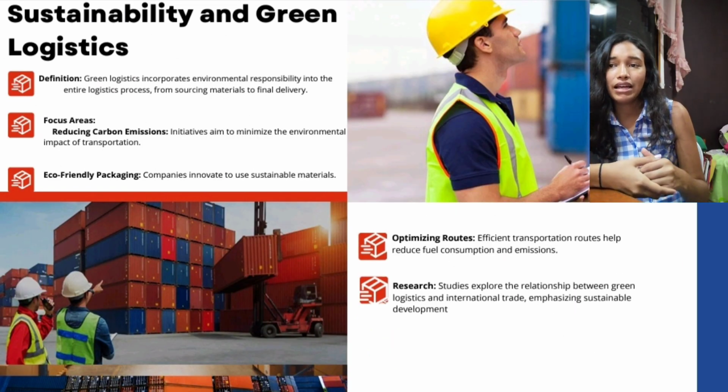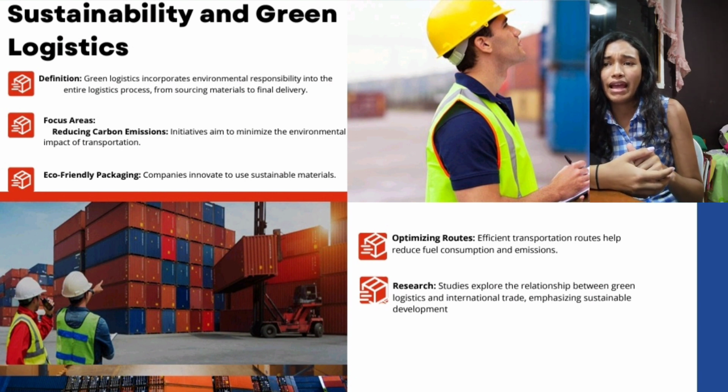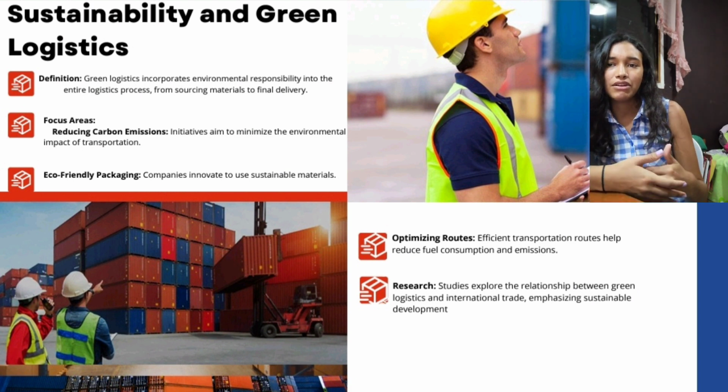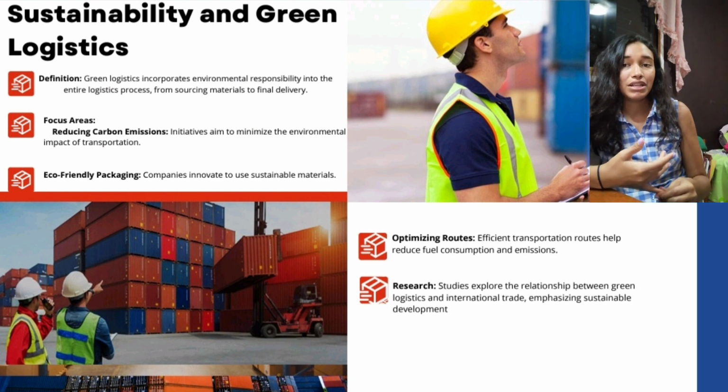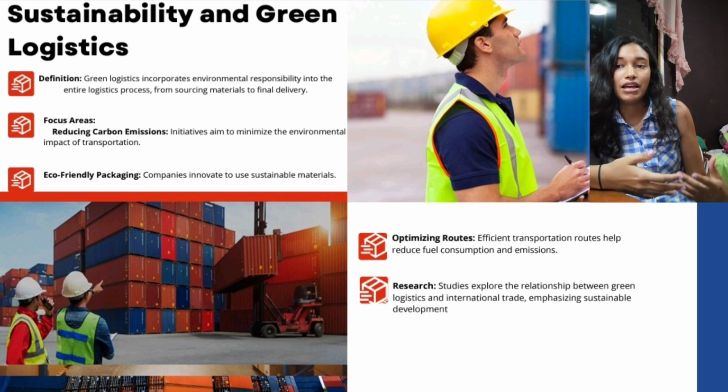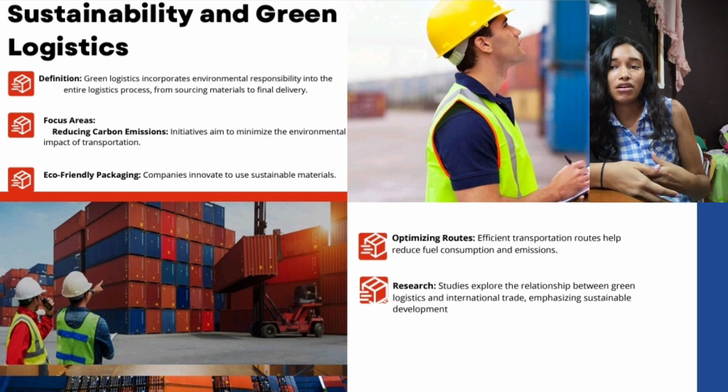Sustainability and green logistics. Green logistics incorporates environmental responsibility into the entire logistics process, from sourcing materials to final delivery. Focus areas: reducing carbon emissions to minimize the environmental impact of transportation. Eco-friendly packaging: campaigns innovate to use sustainable materials. Route optimization: efficient transportation routes help reduce fuel consumption and emissions. And research: students explore the relationships between green logistics and international trade, emphasizing sustainability.